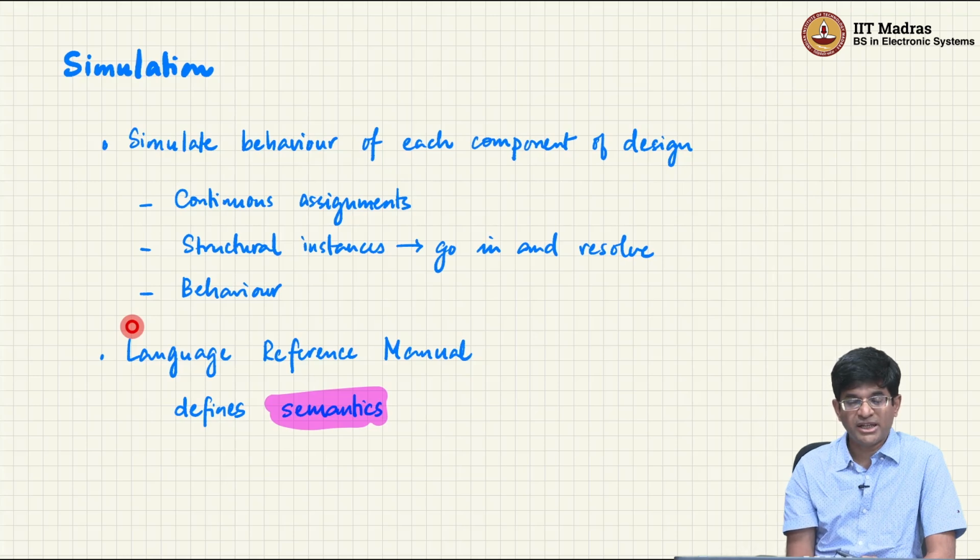Now the exact behavior of each of these pieces of language is defined by the so-called LRM, the language reference manual, right? The semantics, in other words, the meaning of each of those statements, is specified there, along with how to interpret it, how to go about modeling it, and how to go about simulating it. What we will be doing is looking at a number of examples and learning from examples how certain things behave.